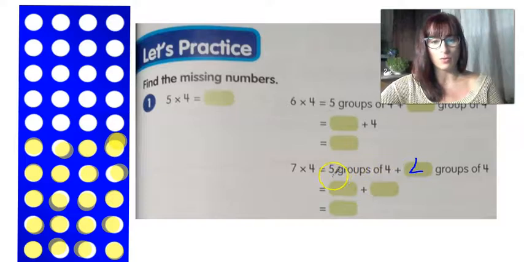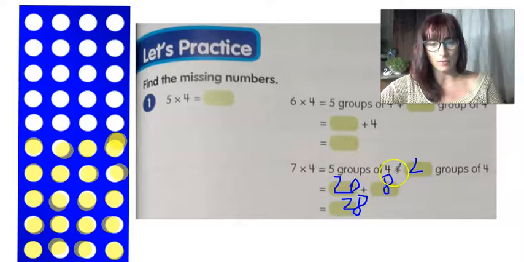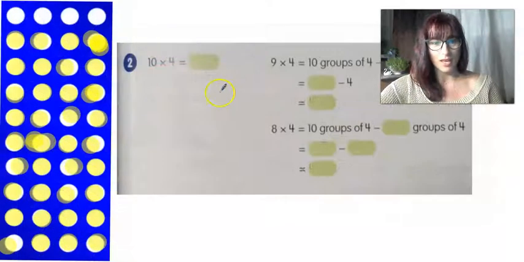So we're going to write 2 groups of 4. We know 5 groups of 4 is 20, plus 2 groups of 4 again is 8. So 20 plus 8 is 28. So you see, in this case, we again use 5 groups of 4 to get to the answer of 7 multiplied by 4. Great. Let's see if I have another one for you.